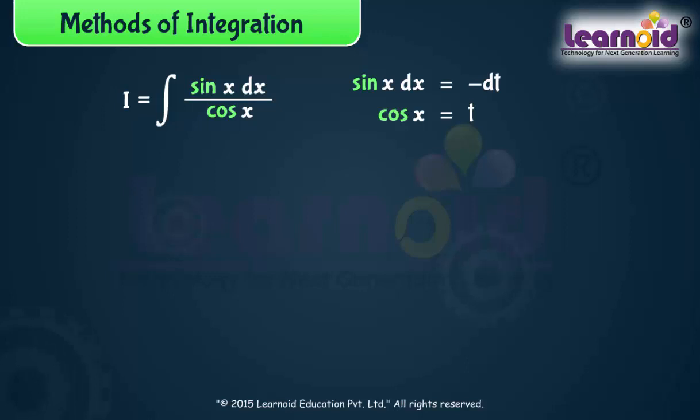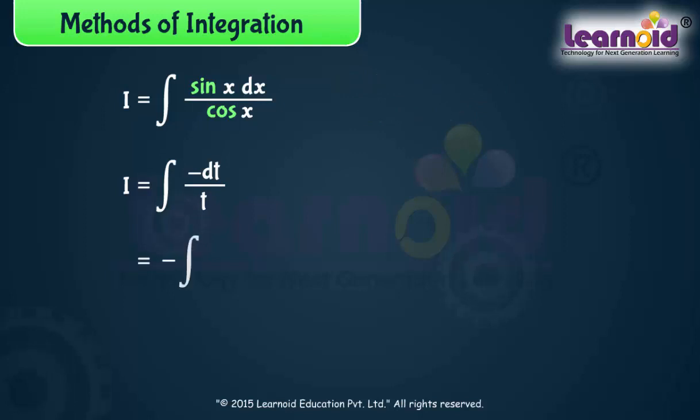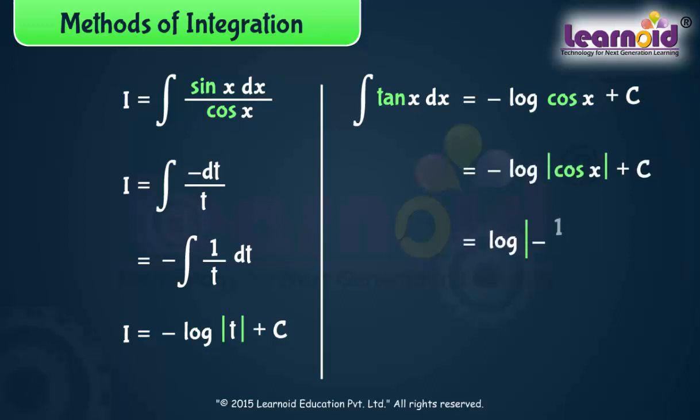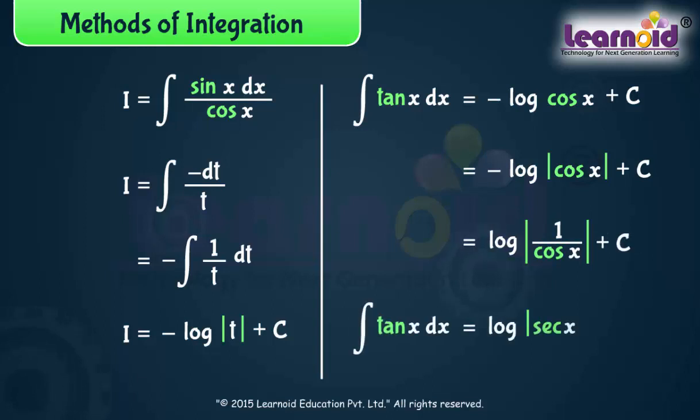Substituting, we will get integral of minus dt by t. Integral of 1 by t is log t. So integral of tan x becomes minus log mod t plus c. Substituting back t is equal to cos x, we will get minus log of mod cos x plus c. Minus log mod of cos x is equal to log of 1 by cos x, or log of sec x plus c. Now remember this integral for further use.